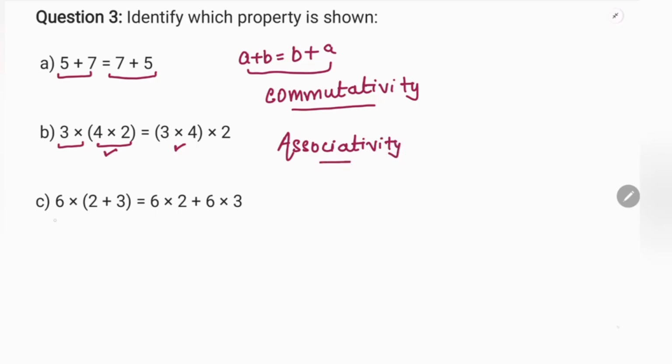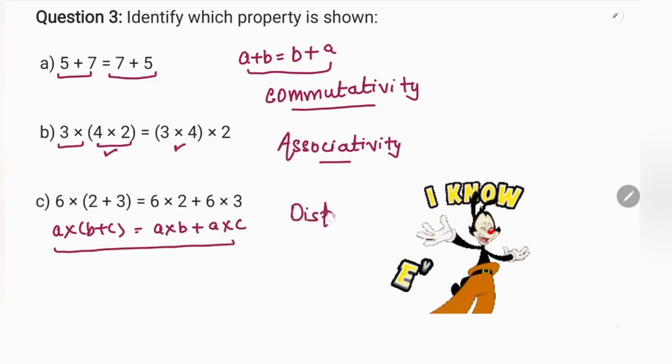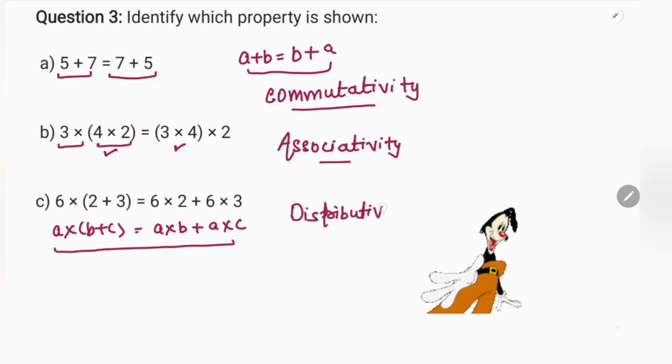And this property, a times b plus c is equal to a times b plus a times c. And this property is what? This is distributivity. Distributivity you can say, or you can say distributive property.